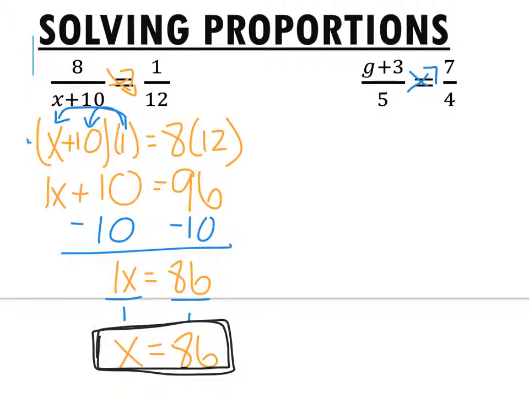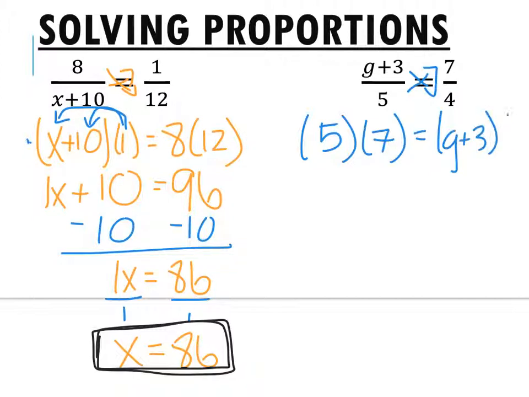Here's this example. Diagonal. Diagonal. So I'm taking 5 times 7, and that's equal to g plus 3 times 4. 5 times 7 gives me 35.